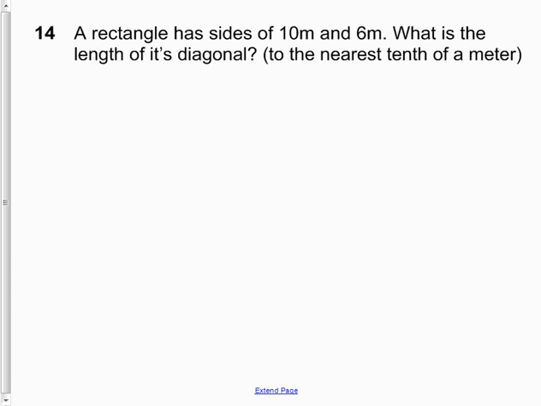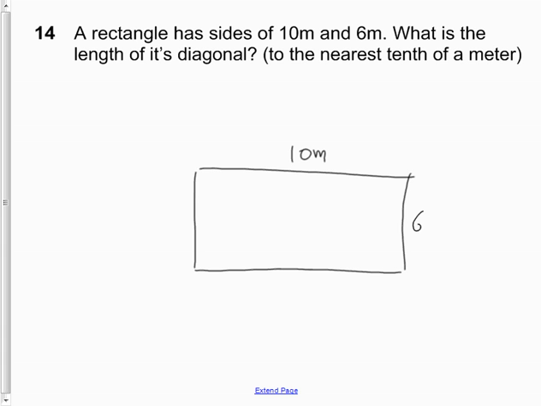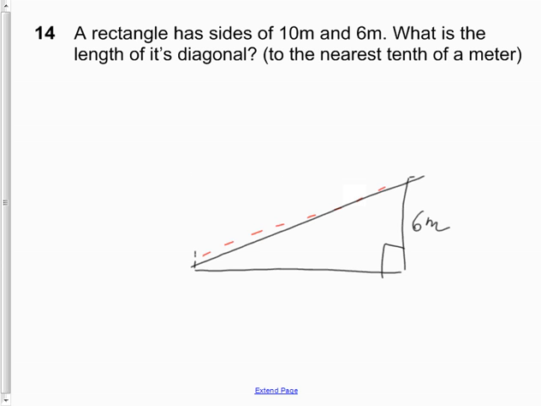Question 14 says a rectangle has side lengths of 10 and 6. So here's my rectangle, 10 meters and 6 meters. What is the length of the diagonal? So I'm going to draw a little dotted line here. Really what this question is asking you is, do you see the diagonal of a rectangle as being the hypotenuse of a right triangle? So really, if I cut away all the superfluous information, I get this.